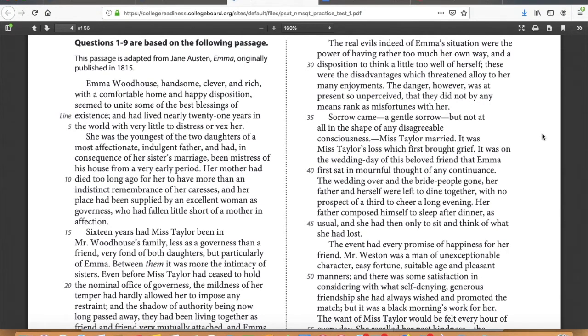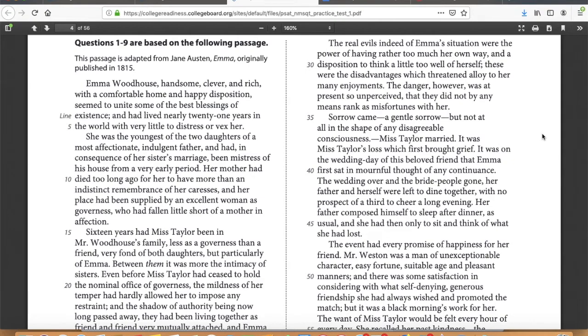Okay. Keep reading from line 37. It was Miss Taylor's loss which first brought grief. It was on the wedding day of his beloved friend that Emma first sat in mournful thought of any continuance. Yeah, and here we're talking about the continuance of their relationship, of their friendship.